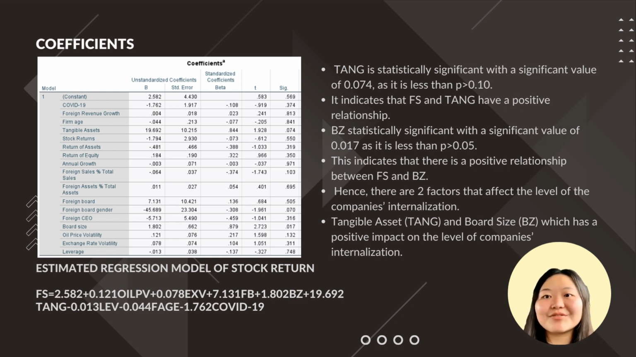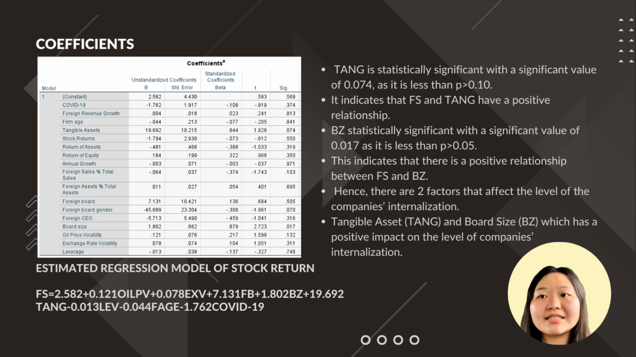Today I would like to discuss the coefficients of the factors that affect the level of a company's internationalization. According to the estimated regression model of stock return, the tangible asset is statistically significant with a significant value of 0.074. It is less than 0.1, hence it indicates that Fs and the tangible asset have a positive relationship.